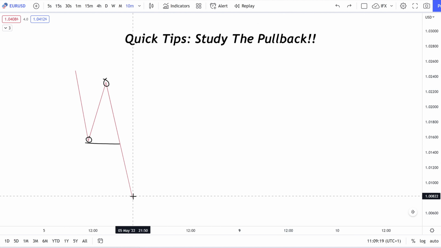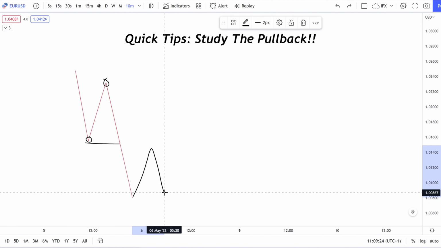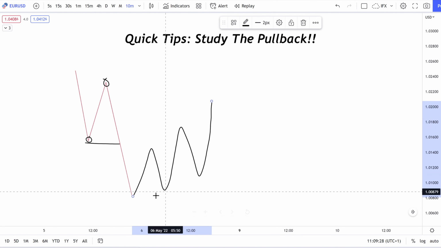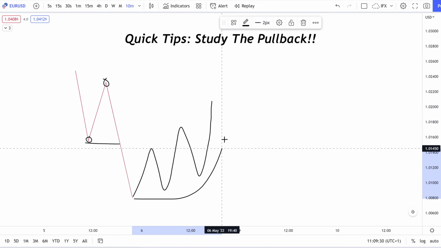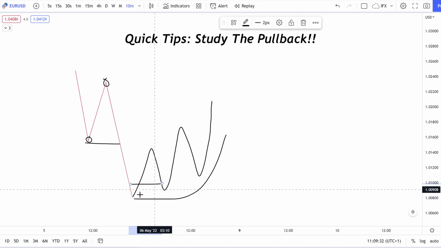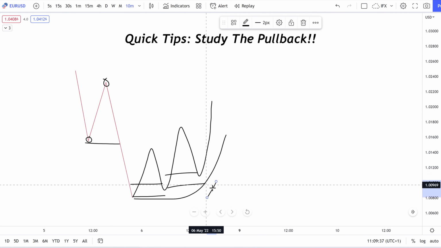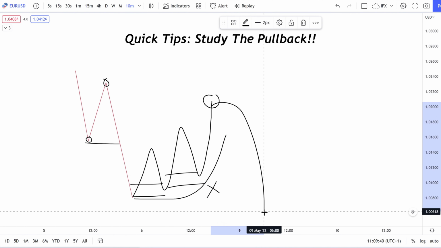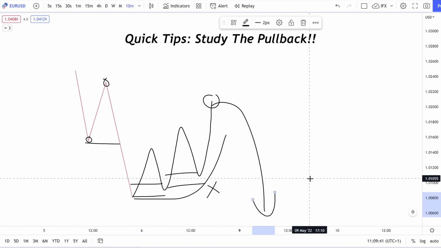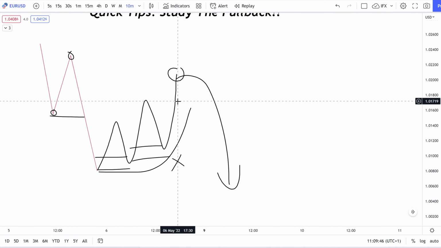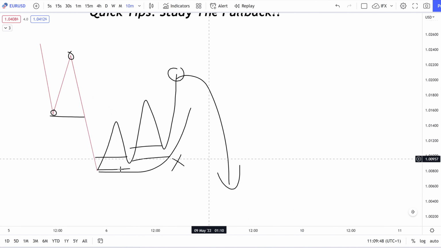What we ideally want to see is one of two things. This is what we call a circular sort of pullback. It's a sort of circular motion here, and what's happening is this demand chain is essentially holding, but it is now creating liquidity for price to target in the future. So that's one of the ways we can identify this pullback as being a solid pullback, and we can look to target these calls here.